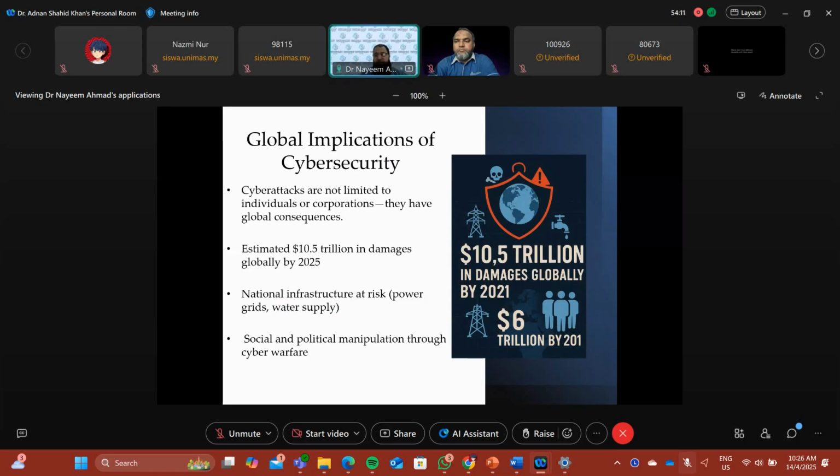According to Cybersecurity Ventures, cybercrime is projected to cost the world $10.5 trillion by the end of 2025, and we already have a reported $6 trillion by 2021.